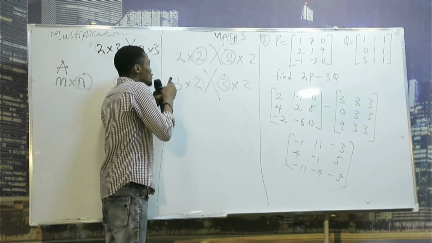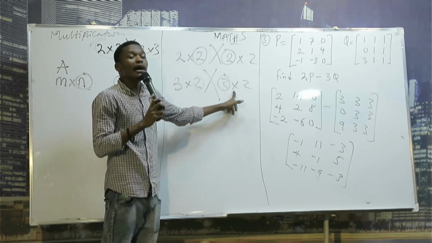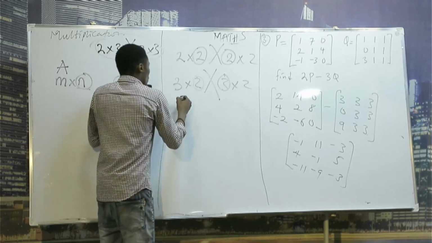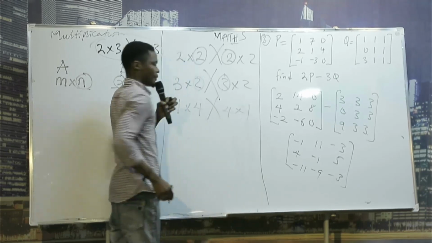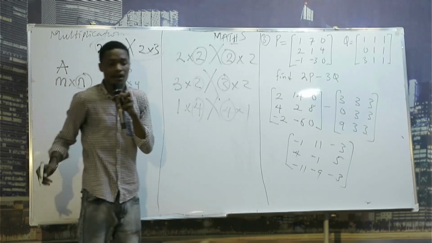These 2 here represent columns. These 3 here represent what? Rows. So they are not the same, and because of that, we cannot multiply. Class, 1 by 4, can I multiply with a 4 by 1? Yes. I can multiply because the number of columns here and the number of rows are already equal.